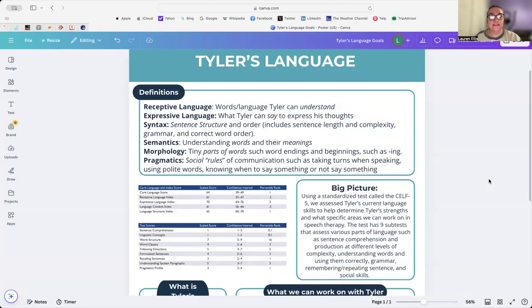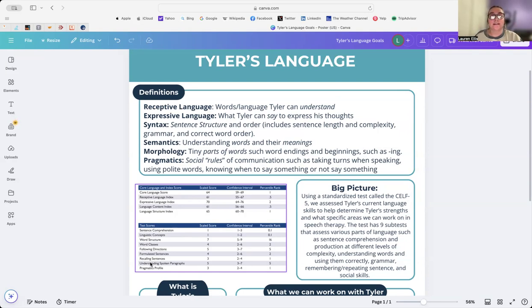And the test has 9 subtests. They're all listed right here under test scores. And then there's also these more general scores that are determined from this assessment as well that I can help explain. But each of these subtests assess various parts of language. They might help us assess Tyler's sentence comprehension, when someone's speaking to him, how much he can understand from that sentence. Different levels of complexity might get harder for him. Simpler sentences are probably easier.